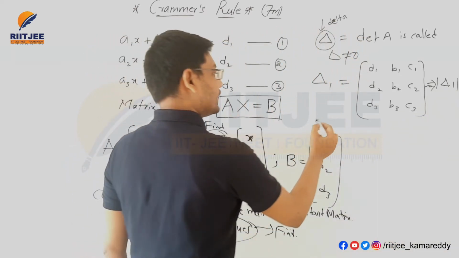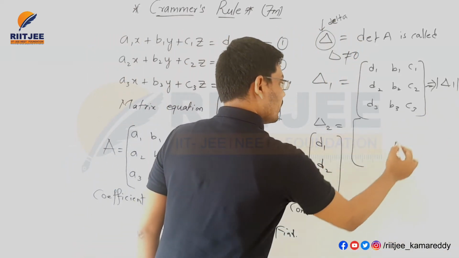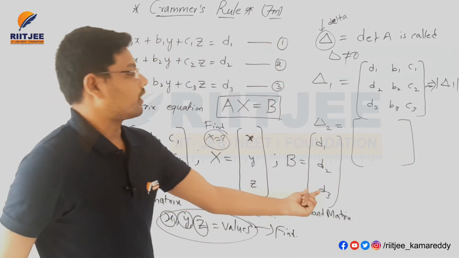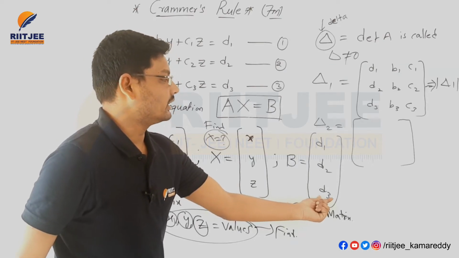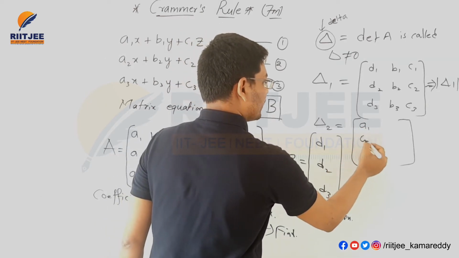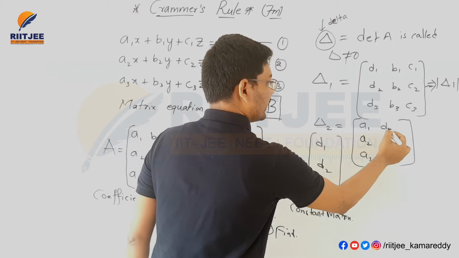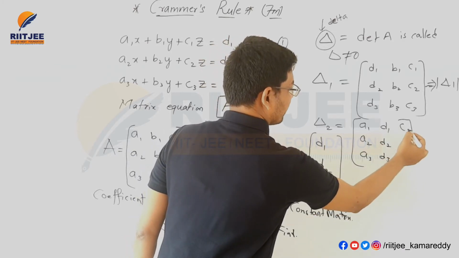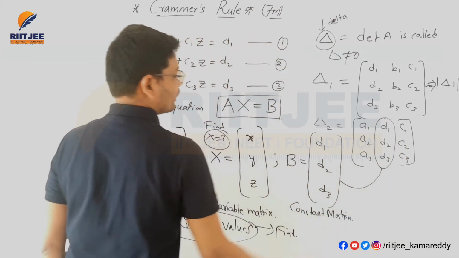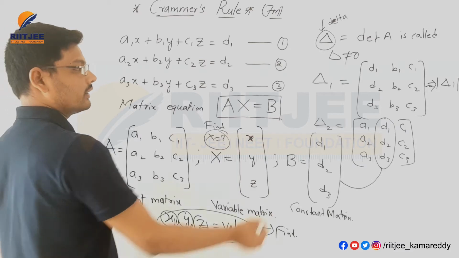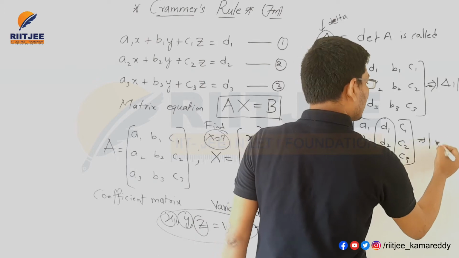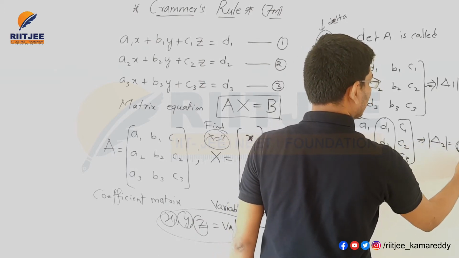And let's frame delta 2. How is delta 2 framed here? Replacing column 2 with the constant values is called delta 2. A1, A2, A3 with D1, D2, D3, C1, C2, C3. By replacing the C2 values with constant values, we can frame the delta 2 matrix. The modulus of delta 2 will give one value here.